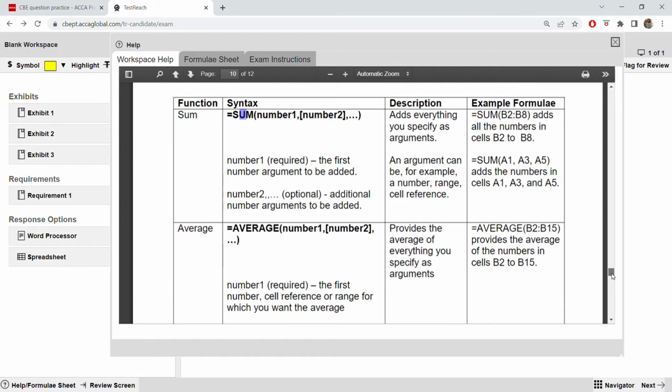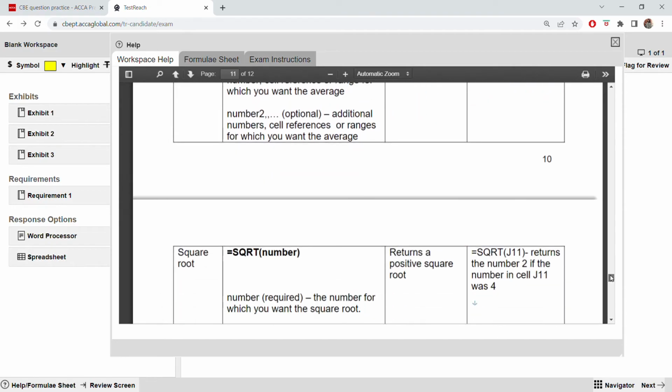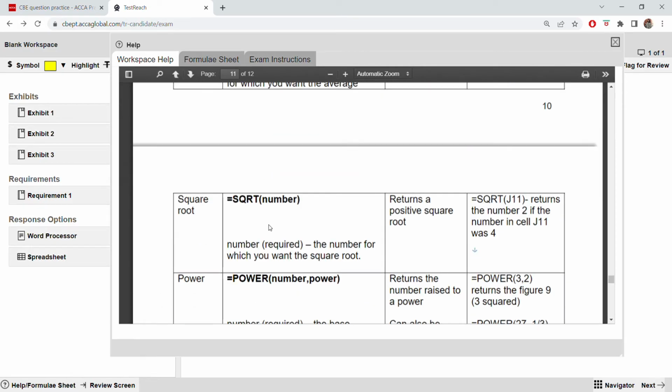Average is also similar. Take the average, drag the cells where you want, for example from B2 to B15, and okay. Then square root. Okay, we have a function for square root, thank God. But you can use your calculator also if you want to find it. For example, in a particular cell the number was 4, so the square root answer will be 2. But you can use a calculator also if you want, it's fine.